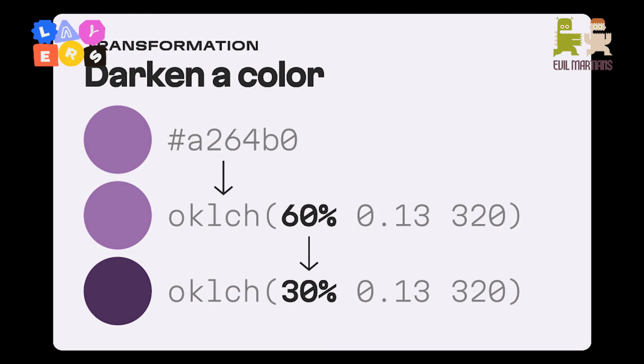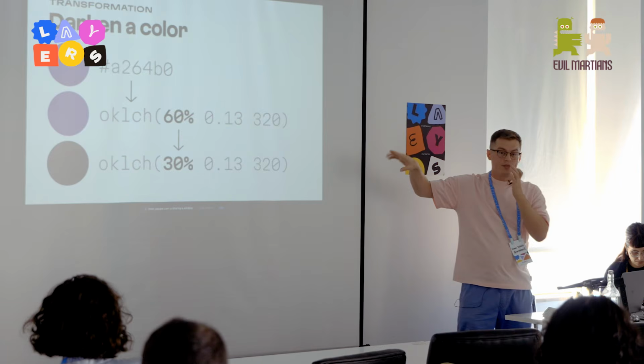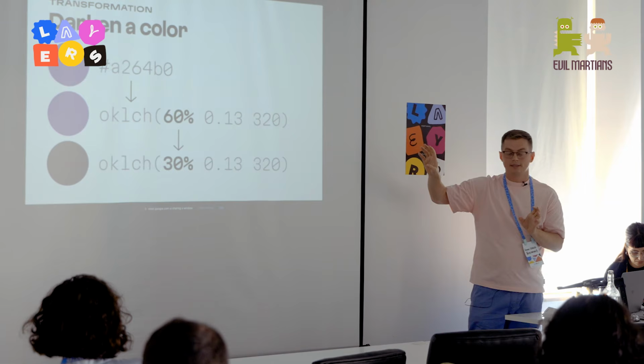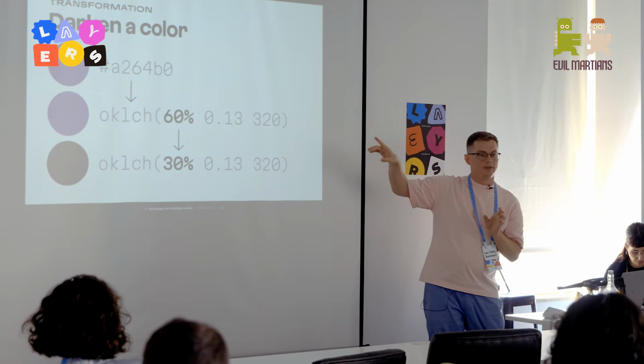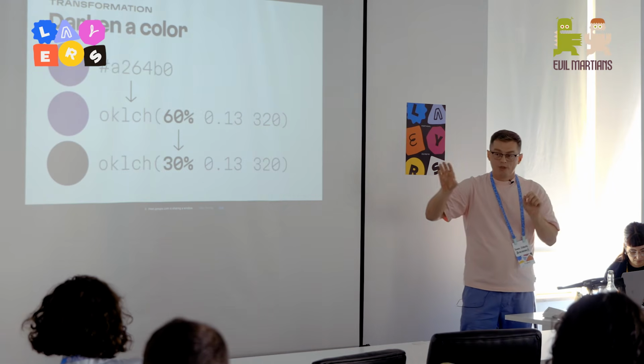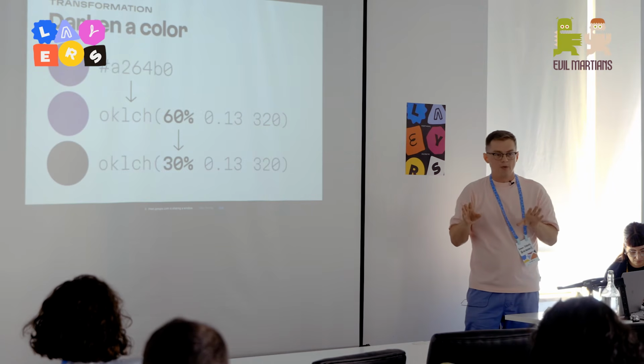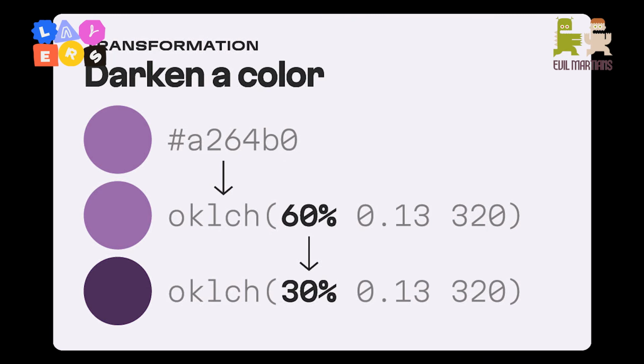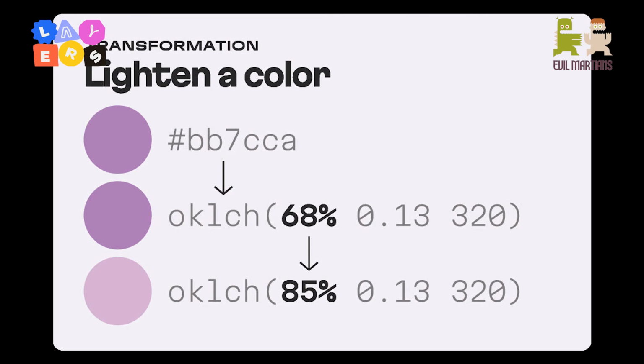This is only the skeleton of our transformation function. We take any hex as an input. We convert it to OKLCH, and the only thing that remains is to set the lightness parameter properly. To make things easier for you, I suggest using 30 for dark color and 85 for light.